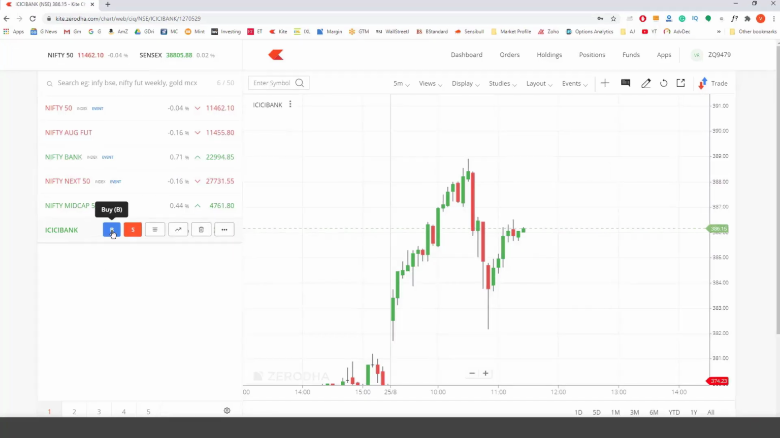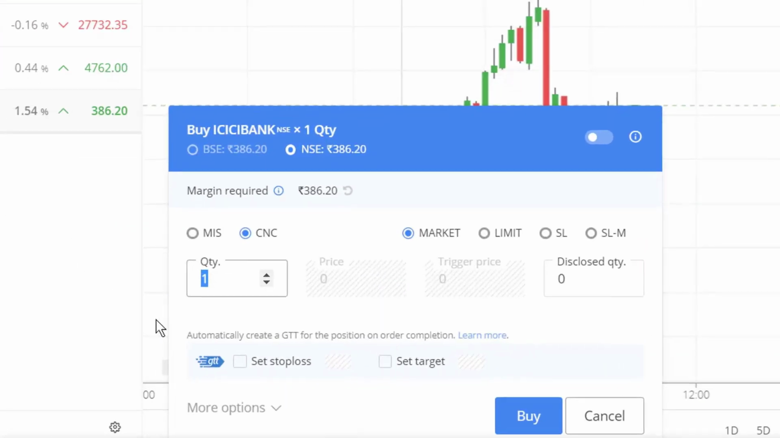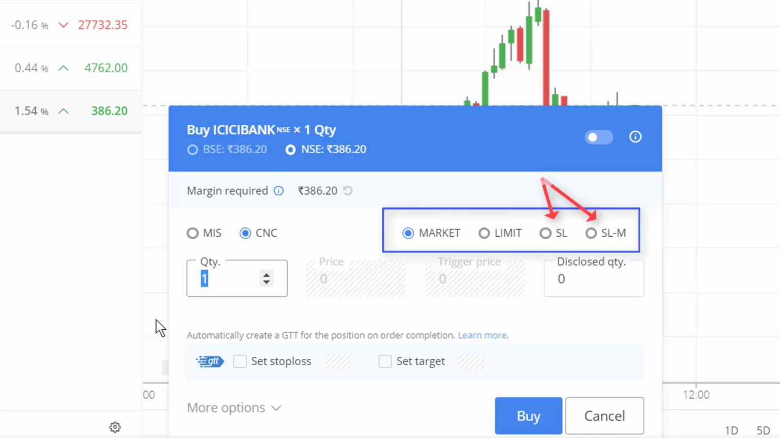So here in this case, we have ICICI Bank here. And let's say I want to buy one share of ICICI Bank. So when I get down to the screen right here, I can see there are different options. We have market, we have limit, we have stop loss, and we have stop loss market. Now regarding stop loss and stop loss market, we have discussed that in a separate video. So you might want to check that one out. But as of now, we're going to focus on market and limit.